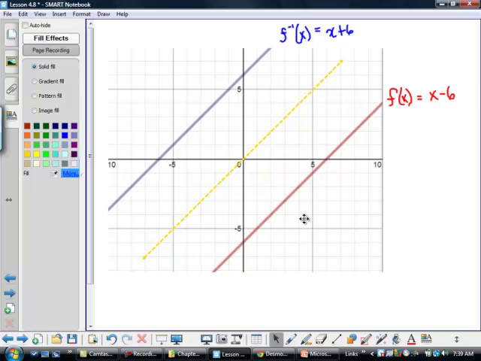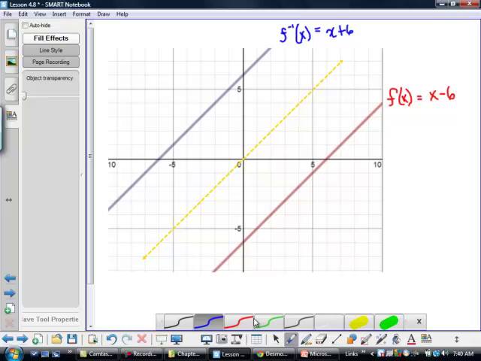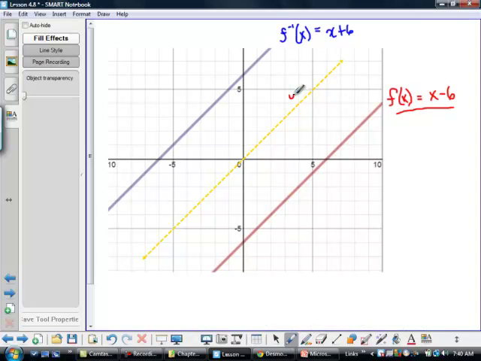Okay, what you have here is a visual representation of what we just did. This red graph represents the original, and then the blue graph represents the inverse. And then this yellow line right here represents y equals x. Or if we were using function notation, f of x equals x. And remember, I told you the inverse simply means to reflect over the line y equals x.